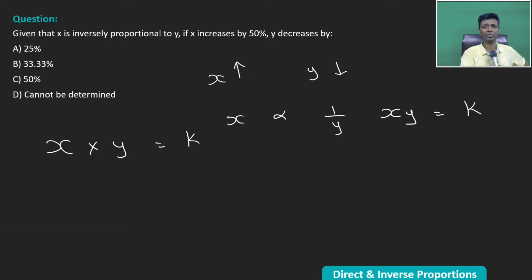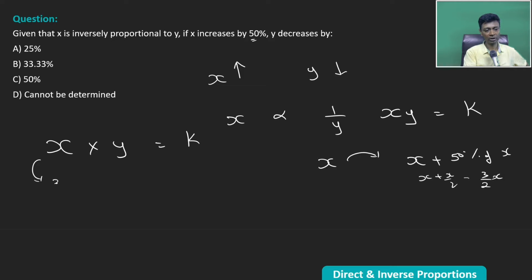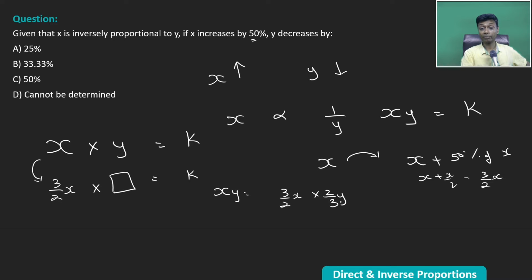X increases by 50%. That's what our question has said. So x goes to x plus 50% of x. Wonderful. 50% of x is half of x. X plus x by 2, which is 3 by 2x. So x goes to 3 by 2x. To what should y go, to continue to give us k? X into y should be 3 by 2x into 2 by 3y.